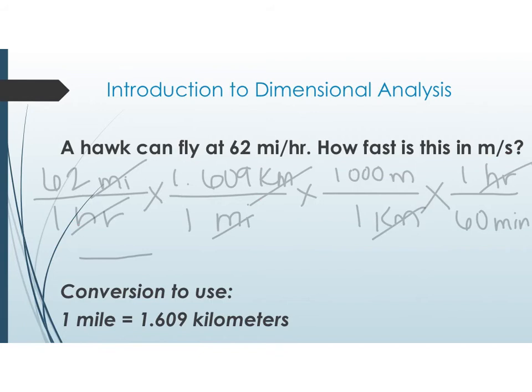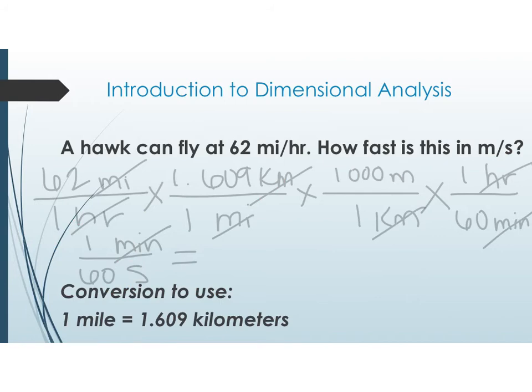Now I need to try to get rid of minutes and get to seconds as my last step. Minutes was my denominator. Now I need to make sure minutes is in my numerator so that they cross off. And in 1 minute, there are 60 seconds. Now I can cross off minutes. And yay, I am left only with meter that was not crossed off and second that was not crossed off, which is exactly what I wanted to end on.